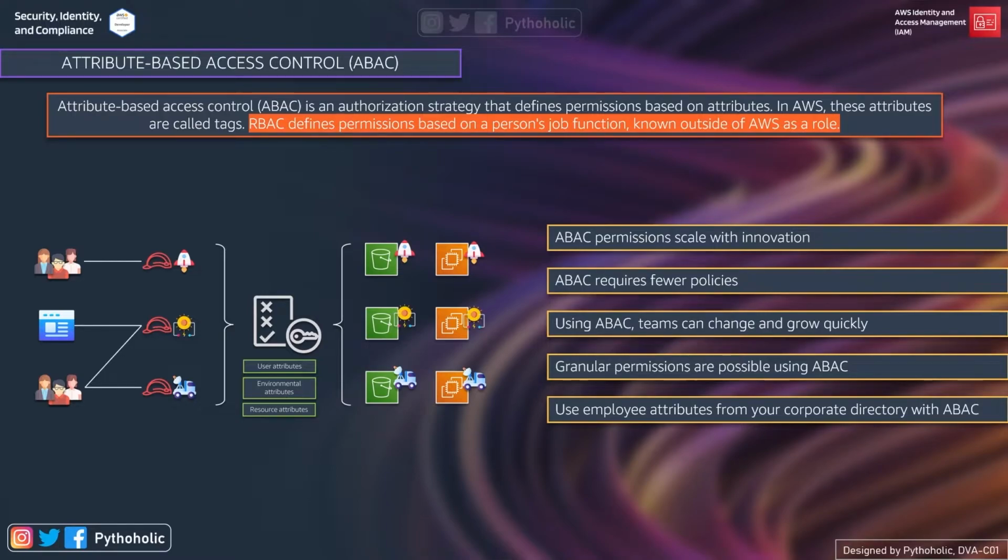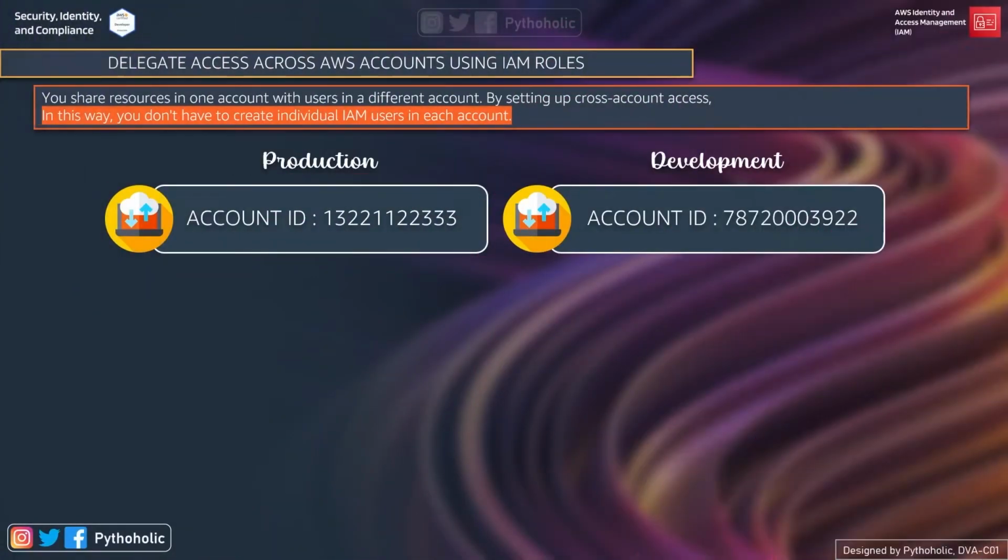Now that you've understood what is user, user group, role, policy, access management, let's see how we delegate access from one AWS account to another without creating an IAM user in another account. Now let's understand this. How can we delegate access across AWS accounts using IAM roles? As mentioned here, you can share resources in your account with users in a different account. And we can do this by setting up cross-account access. And in this way, you don't have to create individual IAM users in each account.